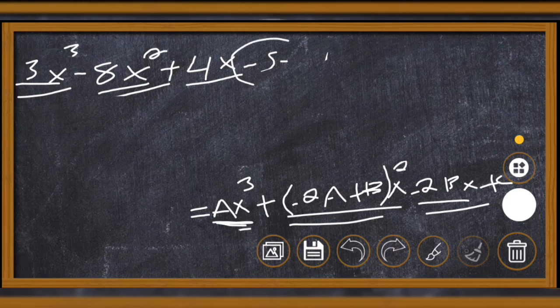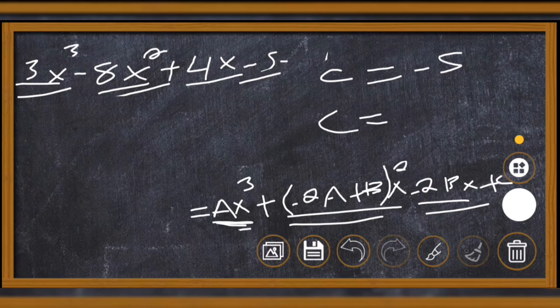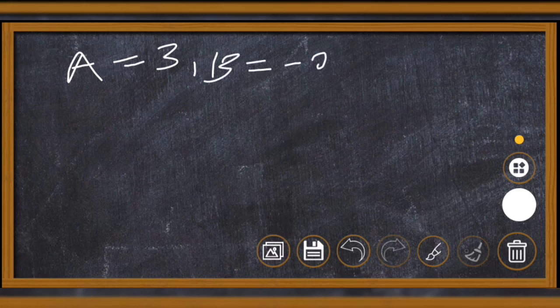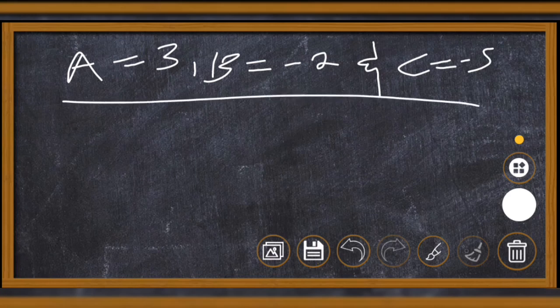So let's jump to the constant value here. We have the constant value, which is c, and in here the constant value is negative 5. So in this case, this is simply direct. The value of c is negative 5. So we have our values. For a, our value is 3. For b, our value is negative 2. And for c, our value is simply negative 5. So these are the values of the given identical polynomial. So let's look at one last example.